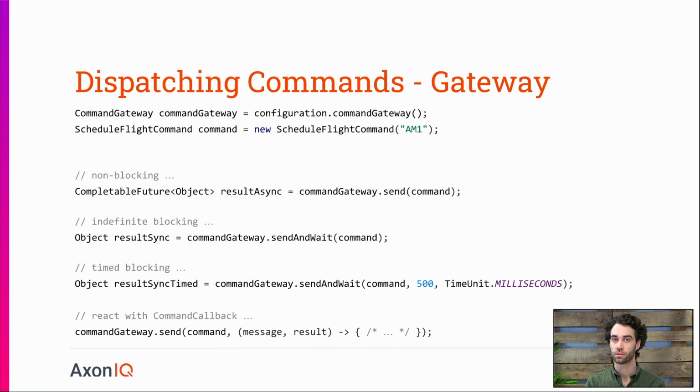There are several approaches to using the command gateway. We have a send operation, returning us a completable future, essentially a non-blocking solution here. We can also do send and wait, which allows us to do an infinite blocking solution, giving us the result of command handling. We can also do this in a timed fashion, giving, for example, 500 milliseconds for the command to succeed. And lastly, we could go back to the command callback we use for the command bus as well, if you so desire.